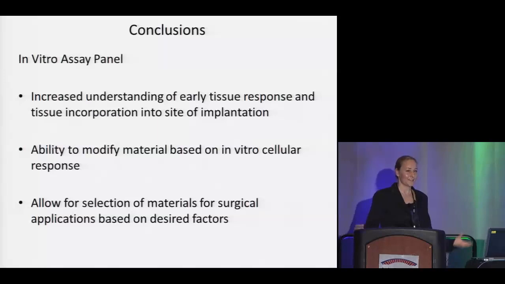And finally, if we understand early on what's going on with this material, can we predict how it will be applicable for surgical applications, and will it allow for a physician to look at it and say, well, this would be better for this application, and because this has a migratory effect, it'll be better for this particular application.